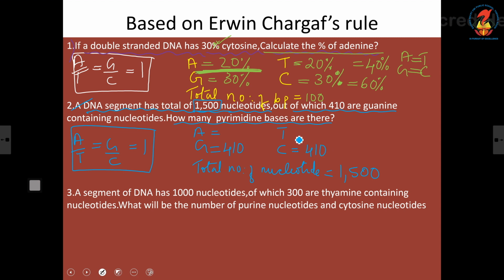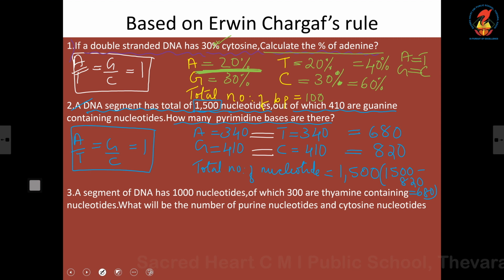Now we have to find adenine and thymine. So 410 plus 410 gives us a grand total of 820. So from 1500 minus 820, we get 680. So the 680 should be distributed among adenine and thymine, which means 340 adenine and 340 thymine. I hope you have understood the distribution, because the number of adenines and thymines are equal and the number of guanines and cytosine are equal.